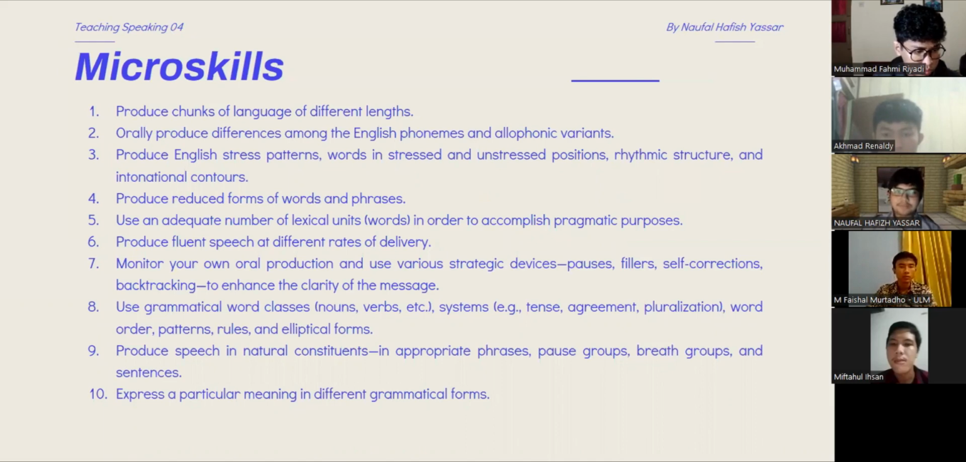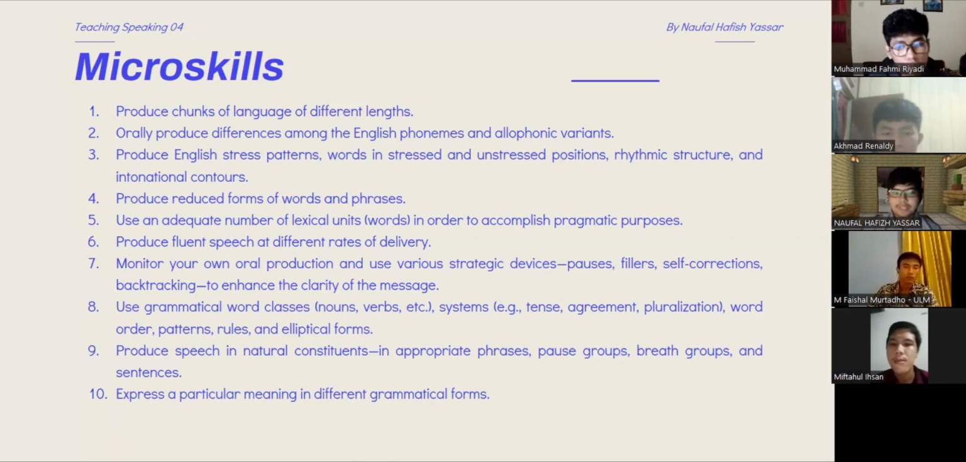In the microskills, number one, produce chunks of language of different lengths. Number two, orally produce differences among the English phonemes and allophonic variants. Number three, produce English stress patterns, words in stressed and unstressed positions, rhythmic structure, and intonational contours. Four, produce reduced forms of words and phrases.